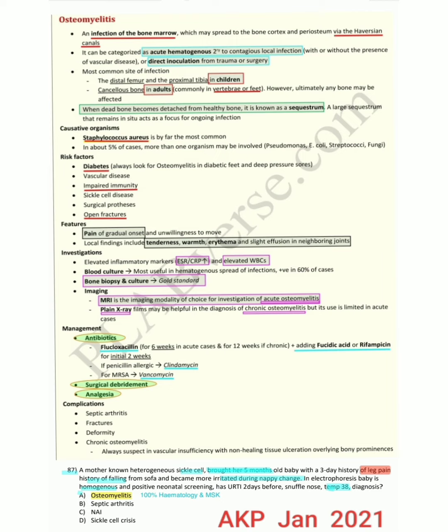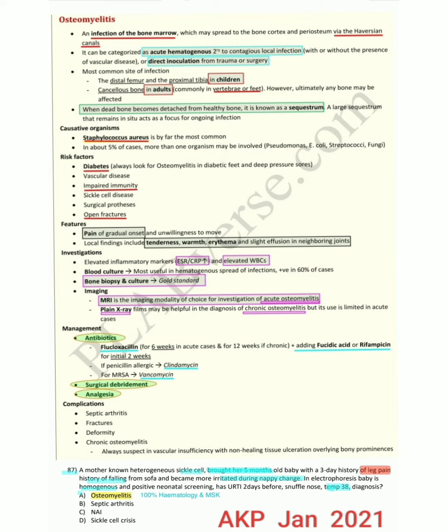So, osteomyelitis is an infection of the bone marrow which may spread to the bone cortex and periosteum via the Haversian canals. It can be categorized as acute hematogenous, secondary to contiguous local infection with or without the presence of vascular disease, or direct inoculation from trauma or any surgery.